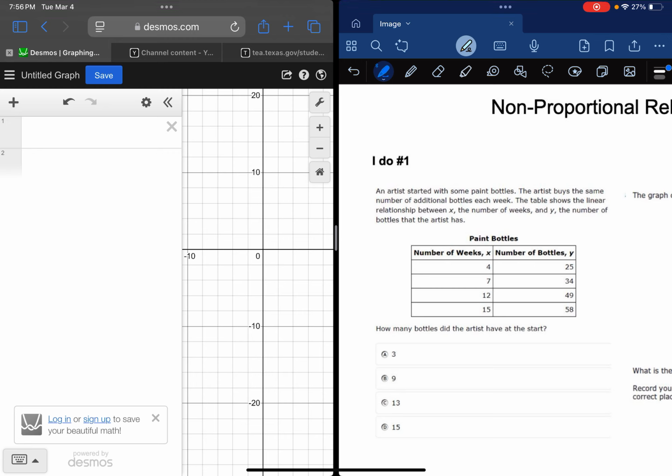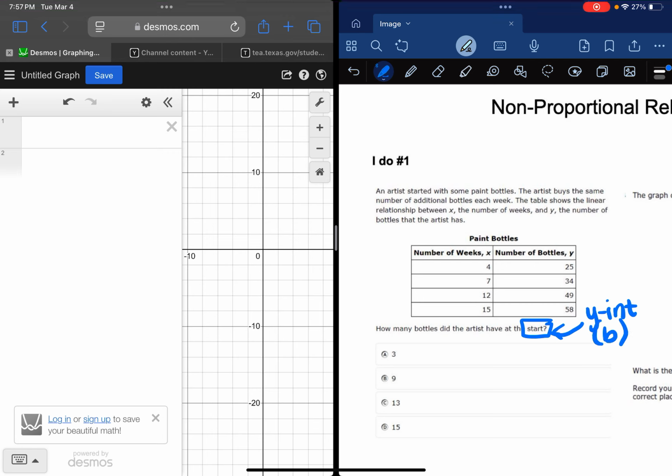So for this example, it says an artist started with some paint bottles. The artist buys the same number of additional bottles each week. The table shows a linear relationship between X, the number of weeks, and Y, the number of bottles that the artist has. It's asking how many bottles did the artist have at the start. So the key word here is the word start. We should know by now that when we see the word start, it means that we're looking for our y-intercept or our b.